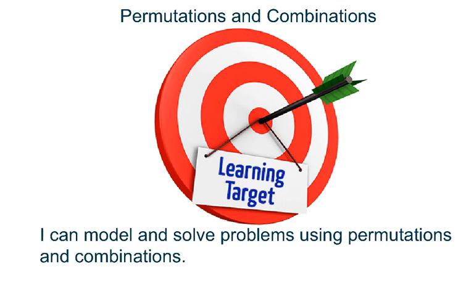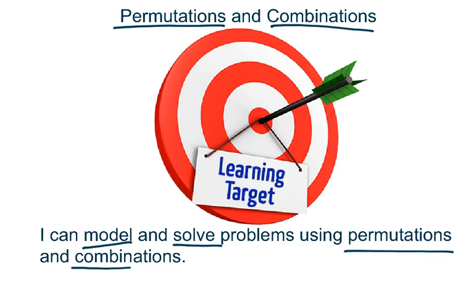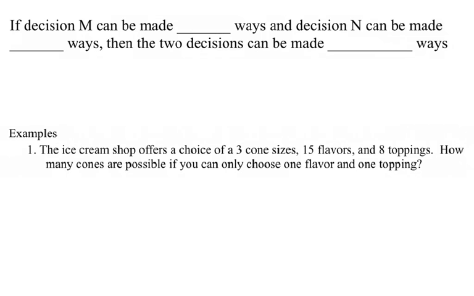Okay, so we're going to start our probability unit, and this is probably a word you never heard before, but maybe you have. So we're going to talk about permutations and combinations. Our learning target is I can model and solve problems using permutations and combinations. Okay, so it's a little weird. We're just going to talk about some basic vocabulary and things like that.